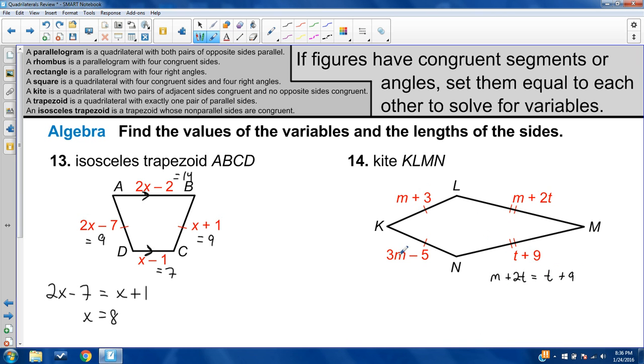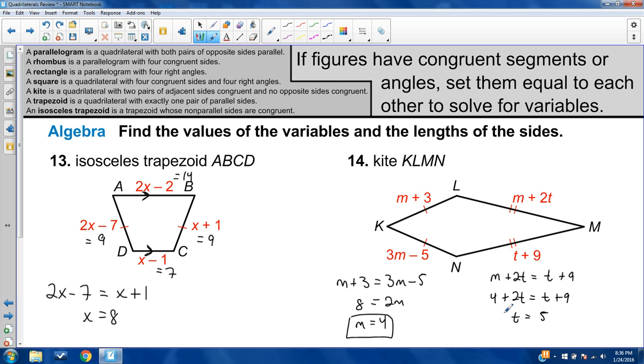Looks like we have to start on this side first. m plus 3 equals 3m minus 5, which is true. Subtract m, you're going to get 2m equals, adding 5, 8. Therefore, m equals 4. Now that I have what m is, I can substitute 4 in place of m over here and solve for t. So t is going to equal 5 if you subtract 4 on that side. So m is 4, t is 5.